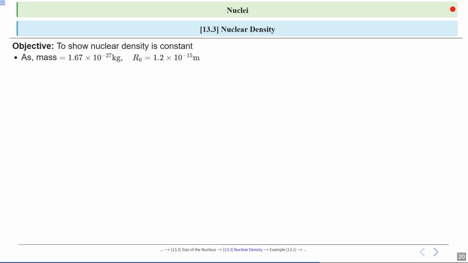So now let's look at the values we will use. The mass of a nucleon, which is either a proton or a neutron, is about 1.67 times 10 to the power minus 27 kilograms. The typical radius constant for a nucleus, R0, is 1.2 times 10 to the power minus 15 meters. Now let's set up the formula for nuclear density. Density, which we write as rho, is mass divided by volume. Our formula becomes rho equals 3 times m divided by 4 times pi times R0 cubed. Here m is the mass of a nucleon and R0 is the radius constant.